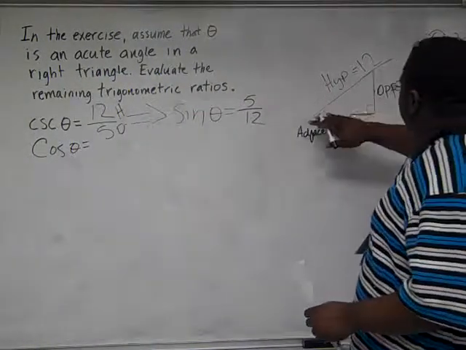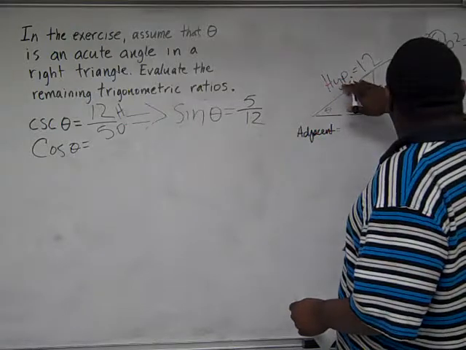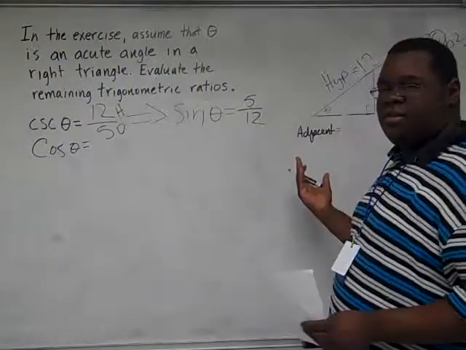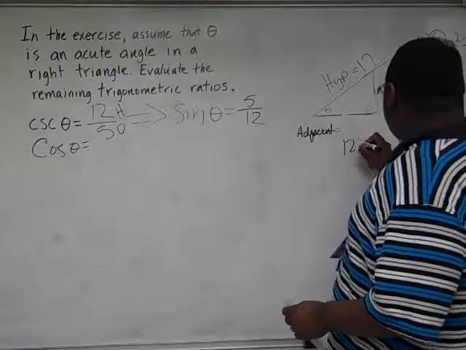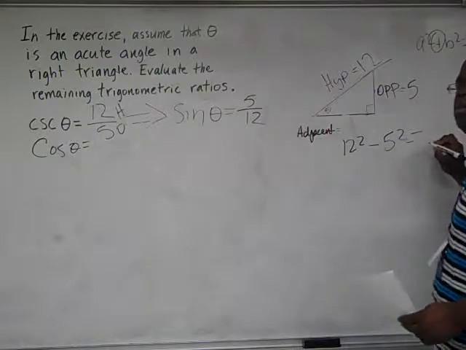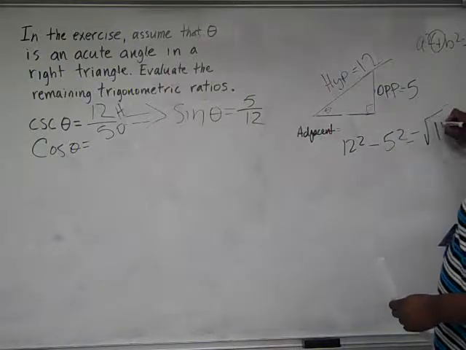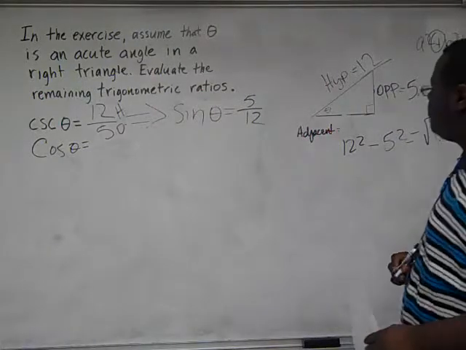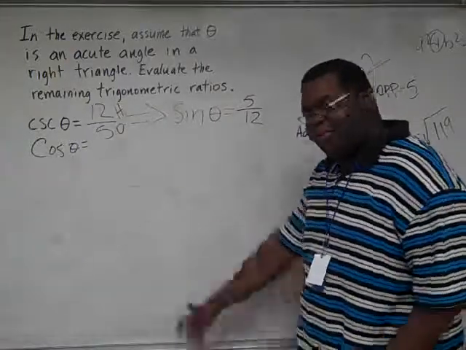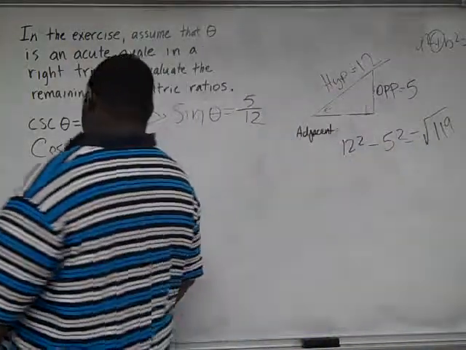So instead, 5 plus something is going to be 12, no, I'm sorry: 12 squared minus 5 squared equals the square root of 119. Now we can go on to figure out the rest of our trigonometric functions.